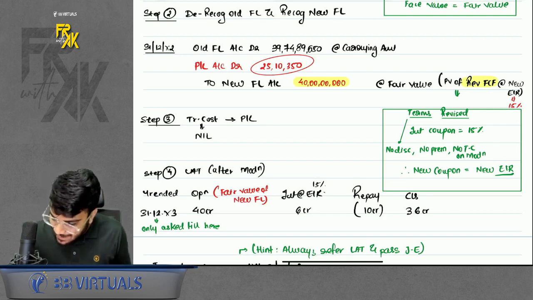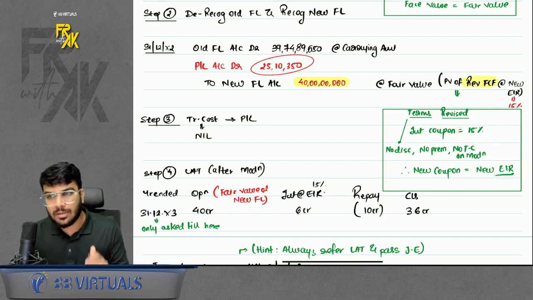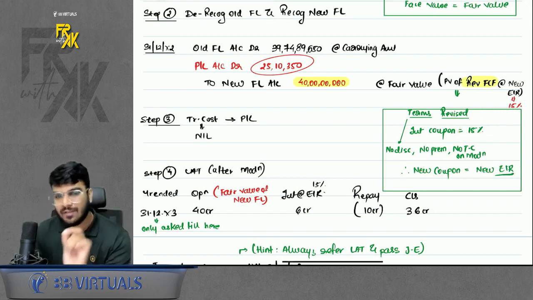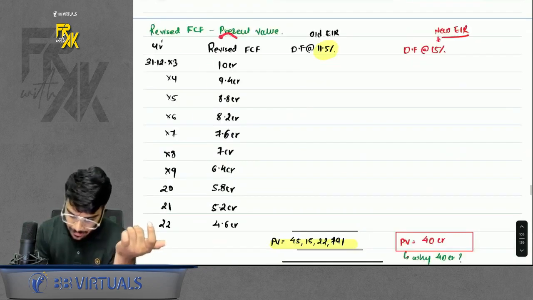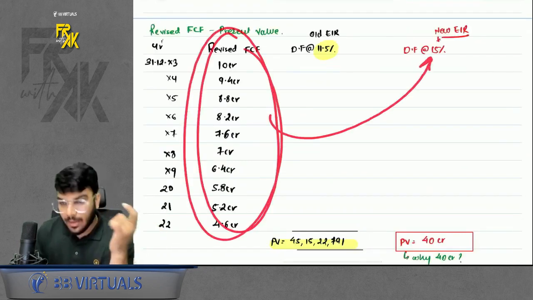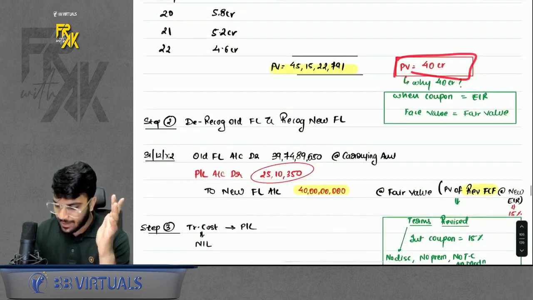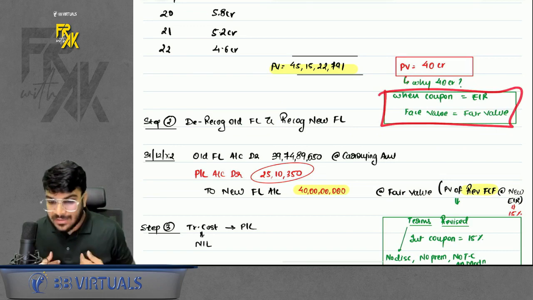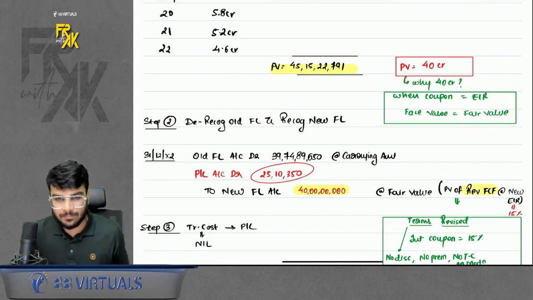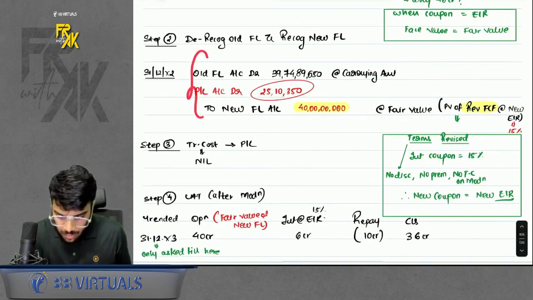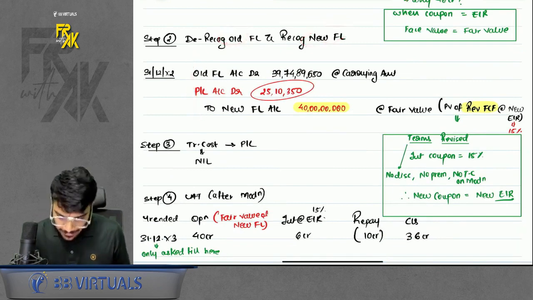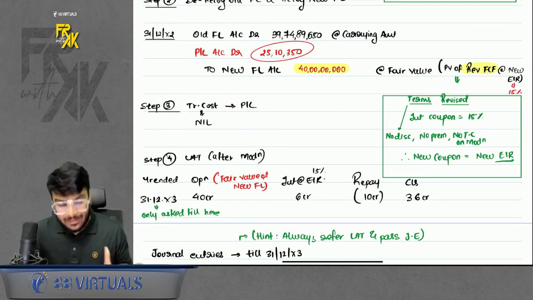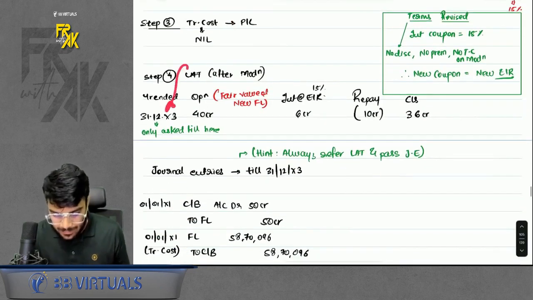And when the coupon and EIR are the same, I'll give you one shortcut. When coupon and EIR are the same, your face value and fair value will be the same. If you want, you can compute. You can discount the revised cash flow at the new EIR, but it will come to 40 CR only. Why? Because when coupon and EIR are the same, face value and fair value are the same. These are small shortcuts which I have given you so that you save some time in the exam. Do remember that part. So we removed the old, we recorded the new. Then whatever transaction cost is there will be transferred to profit and loss. In this case it was nil, and then just prepare the LAT after modification.